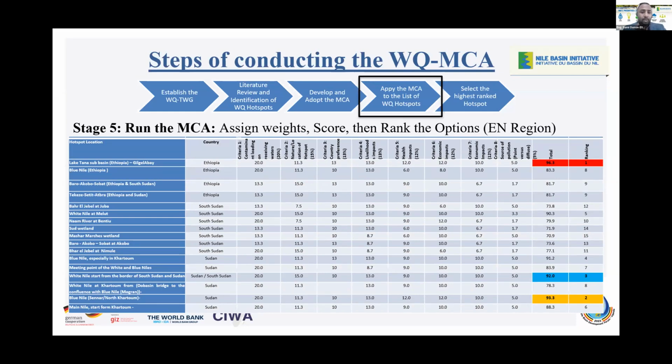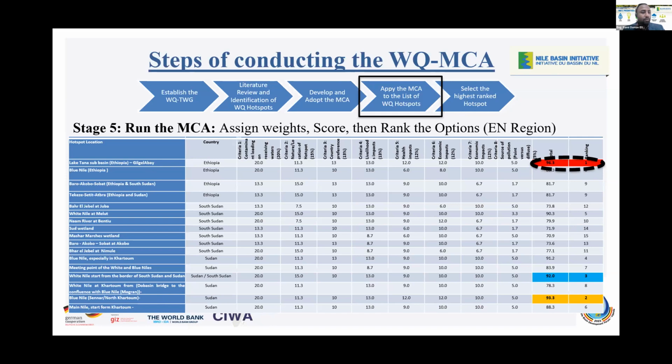So when we applied the criteria to the hotspots of the Eastern Nile, you can find that the red one, which is in the Lake Tana subbasin in Ethiopia, specifically the Jiljilabai subbasin, was the highest ranked hotspot, followed by the Blue Nile from Sinnar to Khartoum, and followed by the White Nile, which is from the border between South Sudan and Sudan, from Malakal to Jebel Awliya. So these are the 3 highest hotspots.